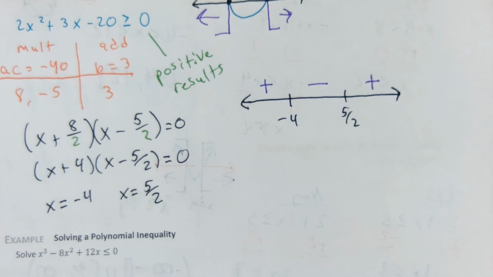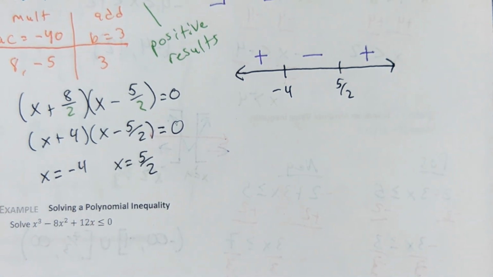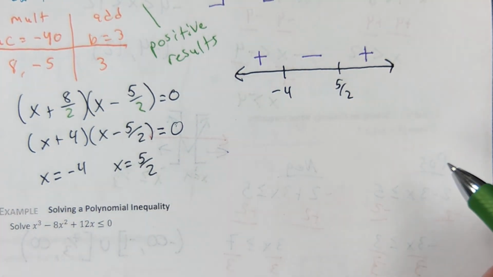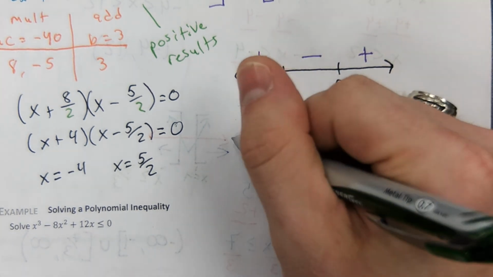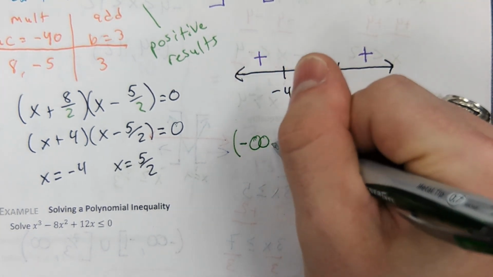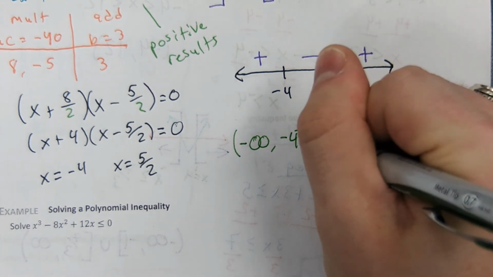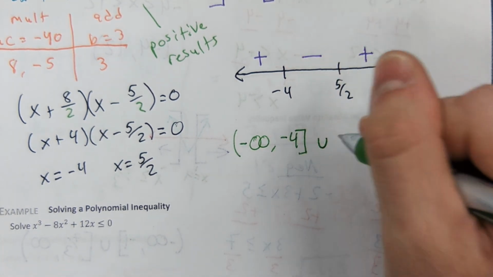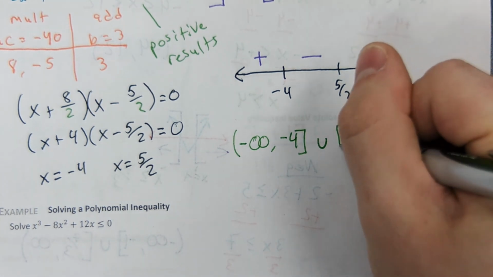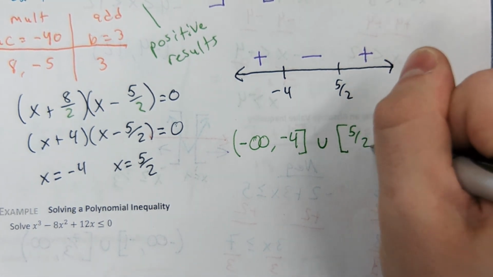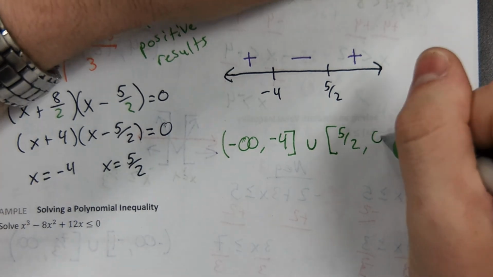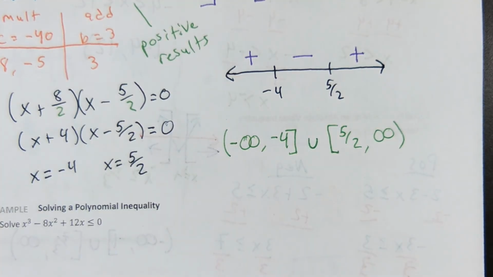Our answer set then is where we have positive symbols. To the left of negative 4, including negative 4, because we did have the or equal to bar. That means all the way down to negative infinity. So negative infinity up to negative 4, including. Fancy U means union. Beginning and including 5 halves. And never stopping, going all the way out to positive infinity. We can't put brackets on infinities ever because infinity is not a number. It's an idea. It's a goal. You're never going to get there. So you can't bracket an idea.